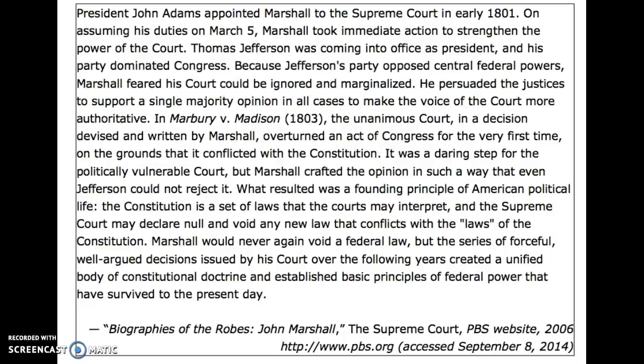Marshall would never again void a federal law, but the series of forceful, well-argued decisions issued by the court over the following years created a unified body of constitutional doctrine and established basic principles of federal power that has survived to the present day. Biographies of the Robes, John Marshall, The Supreme Court, PBS website, 2006.